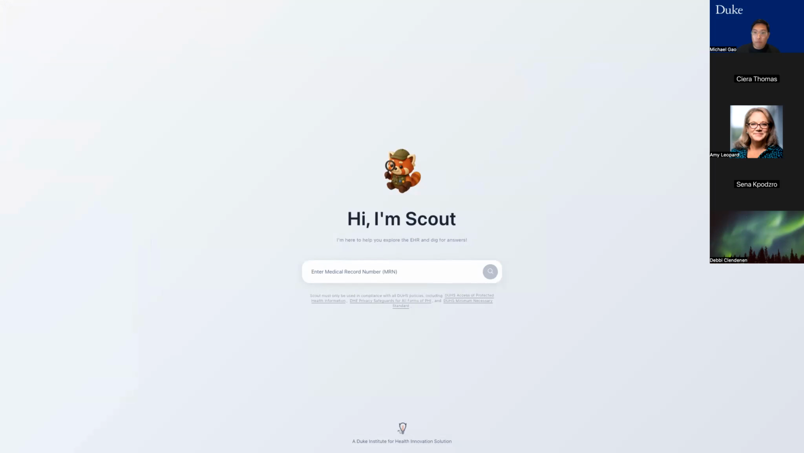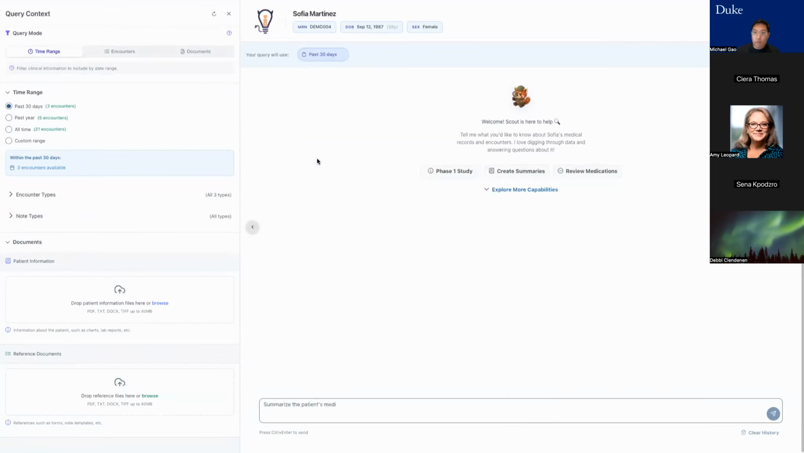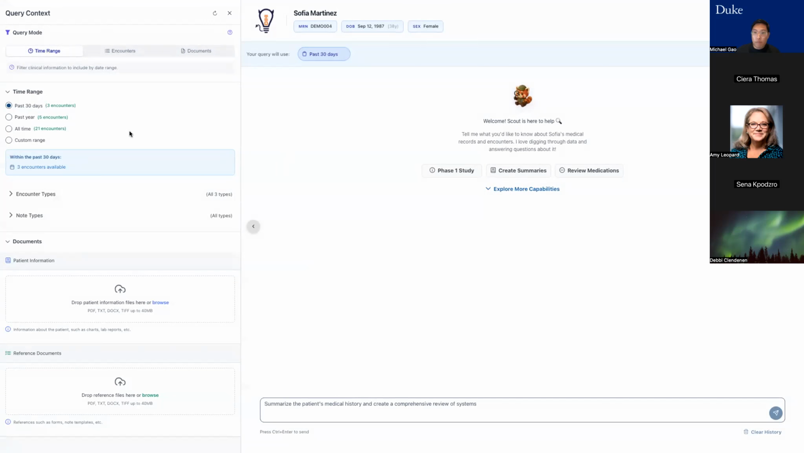Sure. You all can still see the screen, right? Just double checking. Yes. Okay, so here I'm going to enter a demo patient. And so what we see here basically is the main page of Scout. Here in the text box below is where you can ask questions about a particular patient. I've just put a mock patient up. Obviously, this isn't connected to any PHI. It is at Duke, but obviously not for this demo.